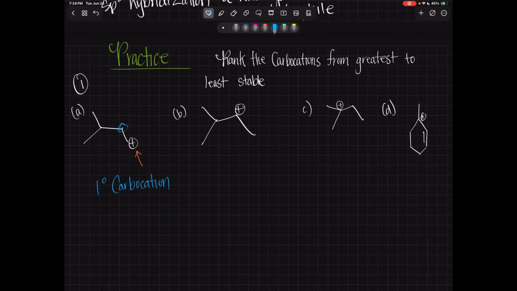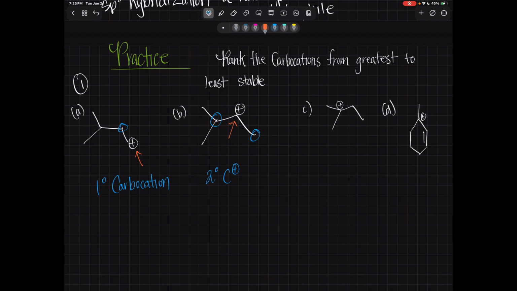Now let's look at B. In B, we notice that the carbocation is going to be this carbon right here. So what's connected to this carbon? Well, we have this carbon connected and this carbon connected. There's no resonance, which we would know if there was a pi bond or a double bond or a pair of electrons. So we can label this as a secondary carbocation, which I'm going to shorthand as such.